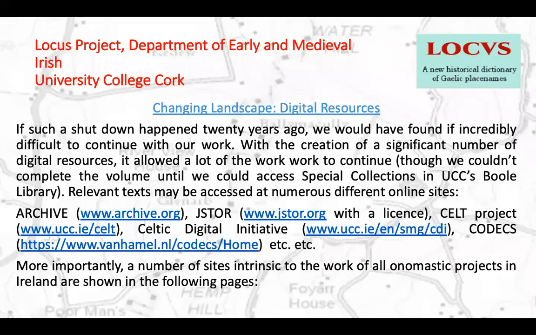So just some of the more important ones, for example, these are the text sites to begin with: archive.org, JSTOR when you have a license, the Celt Project, Celtic Digital Images, Codex. All of these are really important for us in the Locus Project to access the texts that we are examining in order to formulate our text for the books, which underpins, of course, the work that we do on the place names.